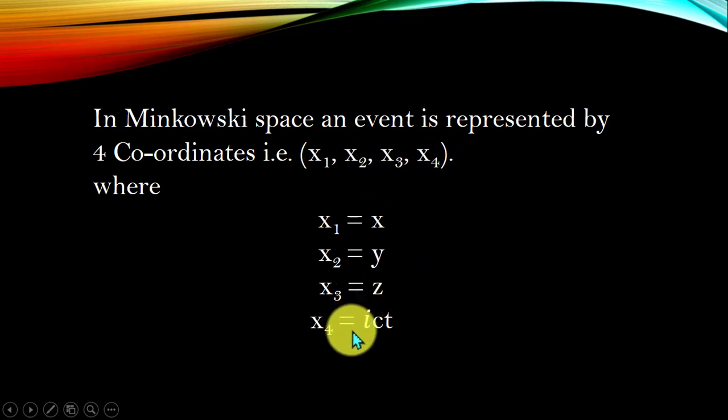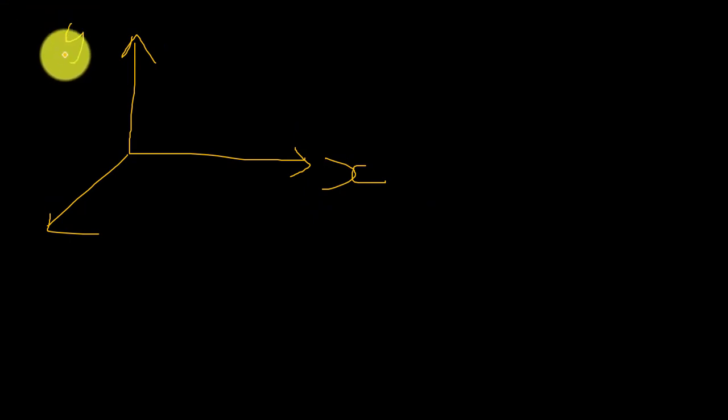Some students were asking what is iota here, why this is represented as iota. So let me just tell you. As you remember, in three-dimensional space, we used to represent coordinates of any particle. Suppose this is the x coordinate, this is y and this is z.